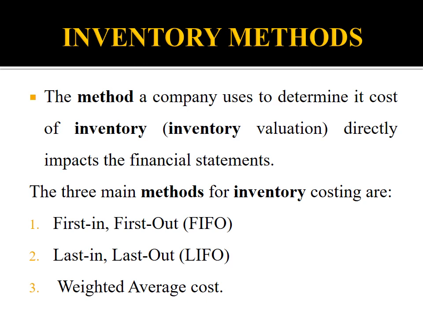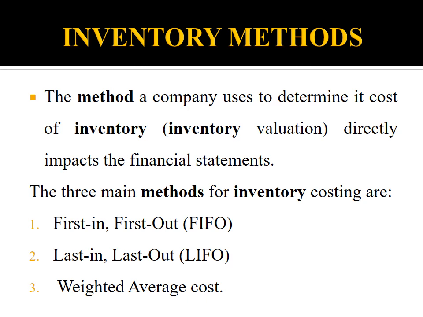In the first in, first out method, the goods which are purchased first are sold first. And in case of last in, first out, this method assumes that the cost of the most recent purchases are the first costs charged to the cost of goods sold when the company actually sells the goods. And the weighted average method of inventory costing is a means of costing ending inventory using a weighted average unit cost.